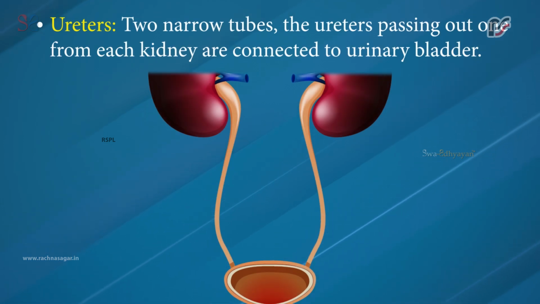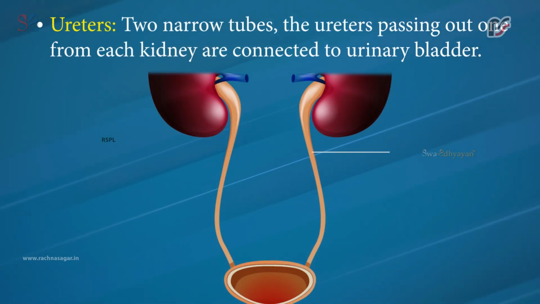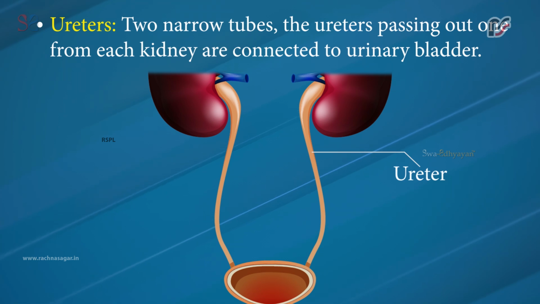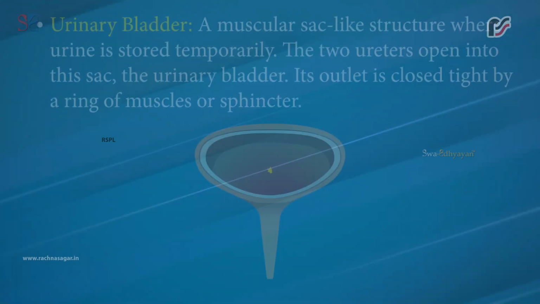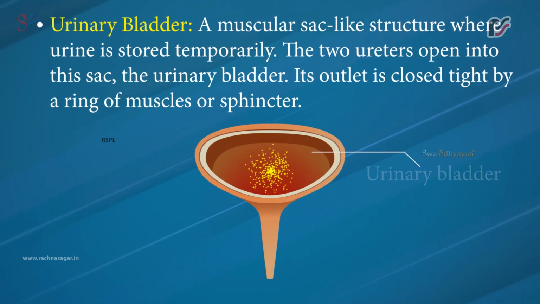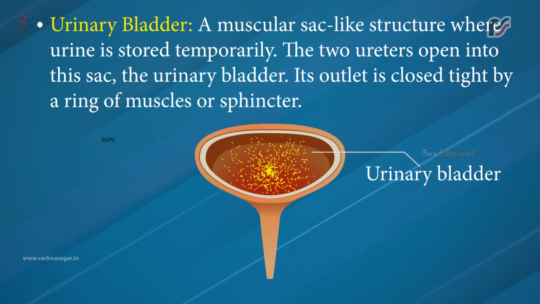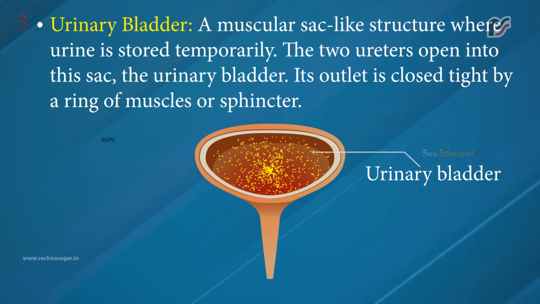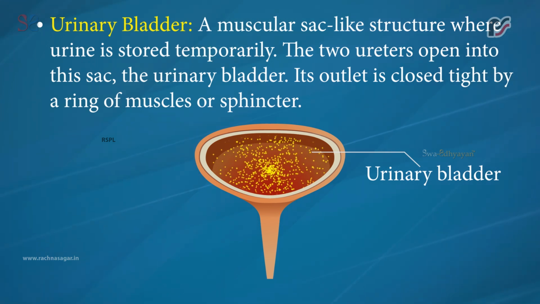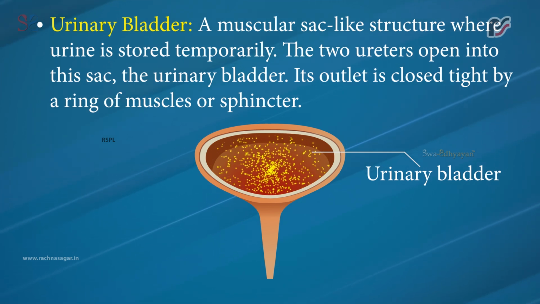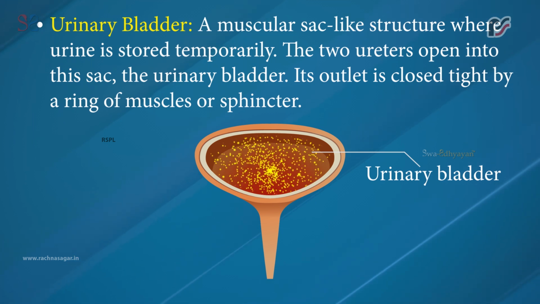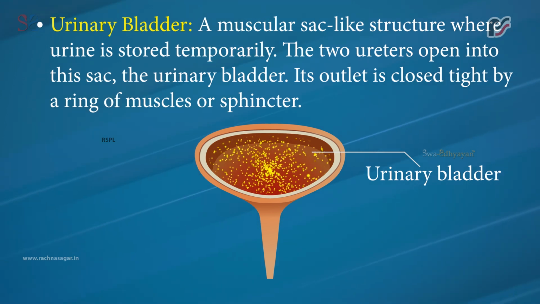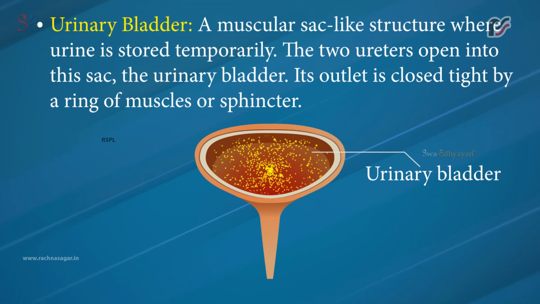Ureters. Two narrow tubes, the ureters, passing out one from each kidney, are connected to the urinary bladder. Urinary bladder, a muscular sac-like structure where urine is stored temporarily. The two ureters open into this sac, the urinary bladder. Its outlet is closed tight by a ring of muscles or sphincter.